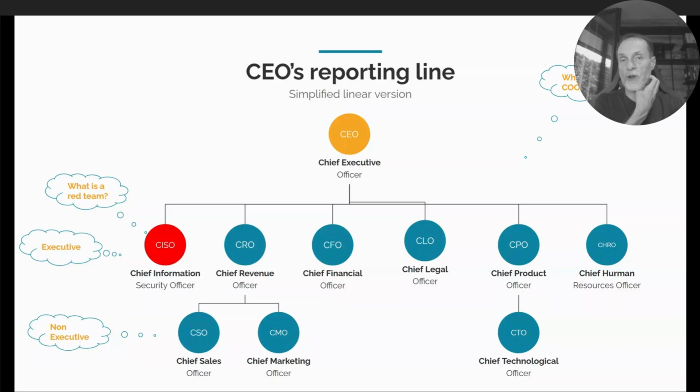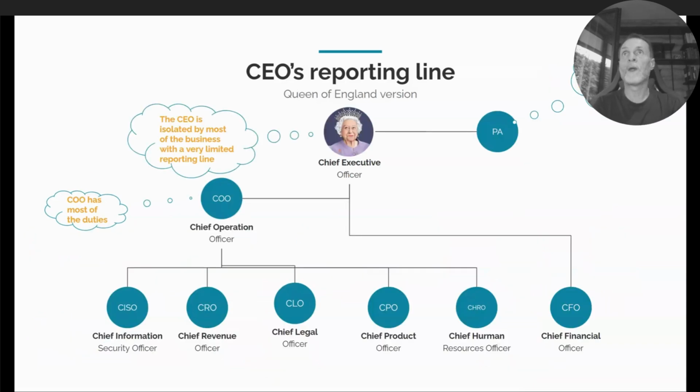In other organization charts there is no COO. There is this joke which is called the CEO is the Queen of England, and what it means is that the CEO is isolated from most of the business, where the Chief Operation Officer ideally runs all the company and the CEO does other jobs like relationships with the investors and so on and so on. Usually, especially in public companies, the CFO always reports to the CEO.